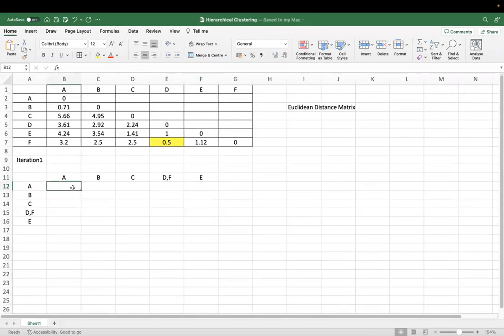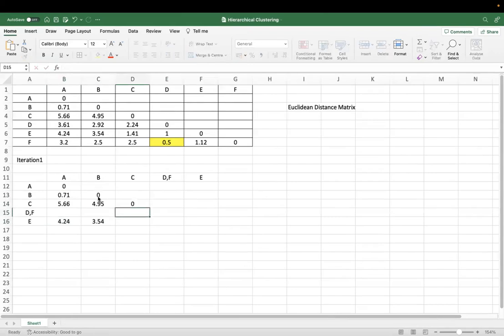If you look at the other distances, they will remain the same. There will be no change. So let us fill other distances first, leaving the newly formed cluster distances. C to C is 0. Then B to B is 0, and DF to DF is 0. These are the original distances which will not get affected. Okay, I have filled the matrix with the distances which are not affected. They remain the same.